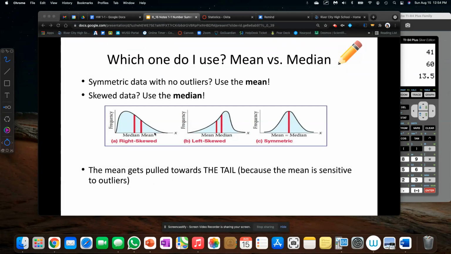So for instance, when we have outliers on the upper end in a skewed right distribution, the mean gets pulled towards those values. If we have a skewed left distribution, that means we have outliers on the left-hand side. The mean gets pulled in that direction. When we have a symmetric distribution, our mean and median are roughly the same.